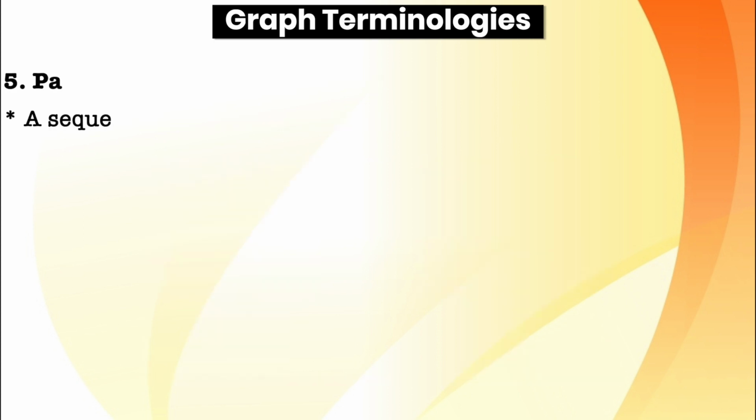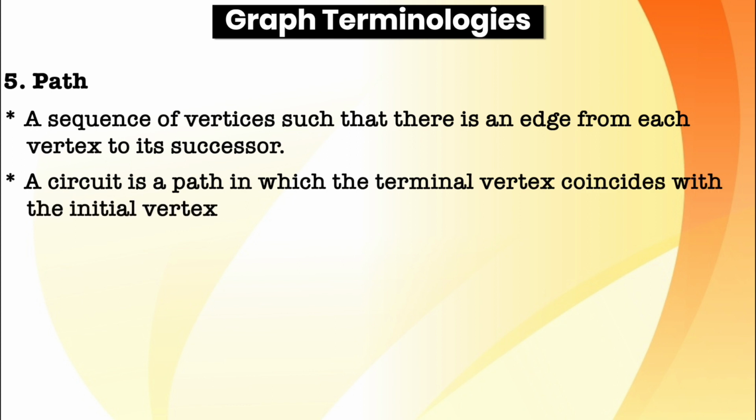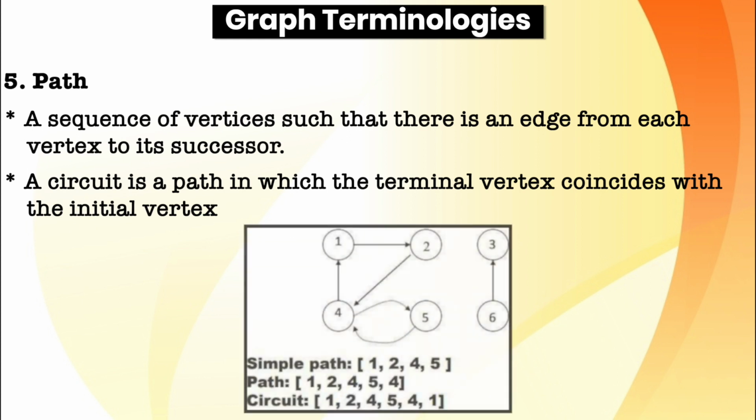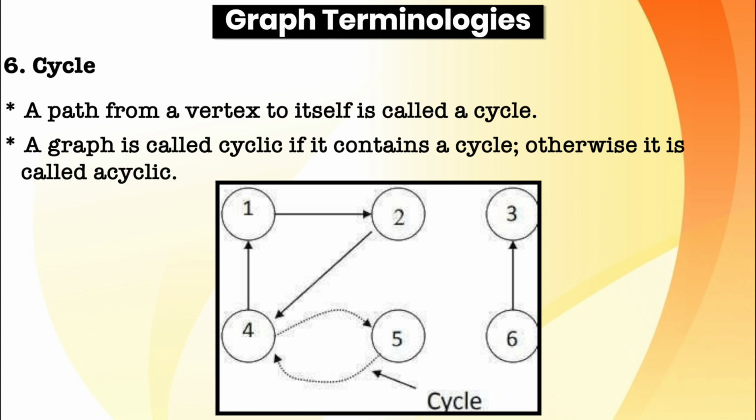A path is a sequence of vertices such that there is an edge from each vertex to its successor. A path is simple if each vertex is distinct. A circuit is a path in which the terminal vertex coincides with the initial vertex. For example, in the graph shown, the simple path is 1, 2, 4, 5. A path is 1, 2, 4, 5, 4 and the circuit is 1, 2, 4, 5, 4, 1. A path from a vertex to itself is called a cycle. A graph is called cyclic if it contains a cycle, otherwise it is called acyclic.